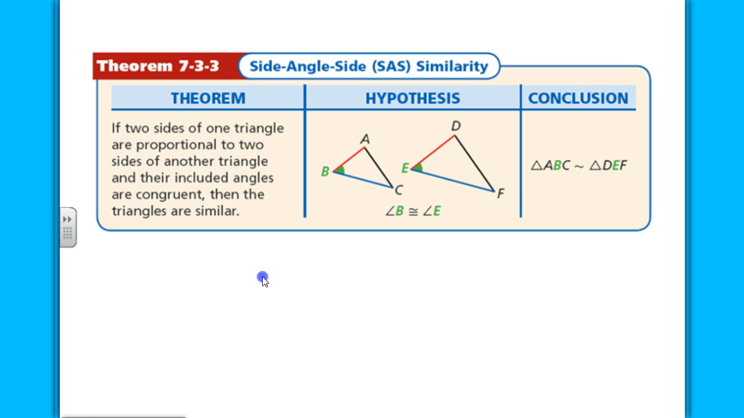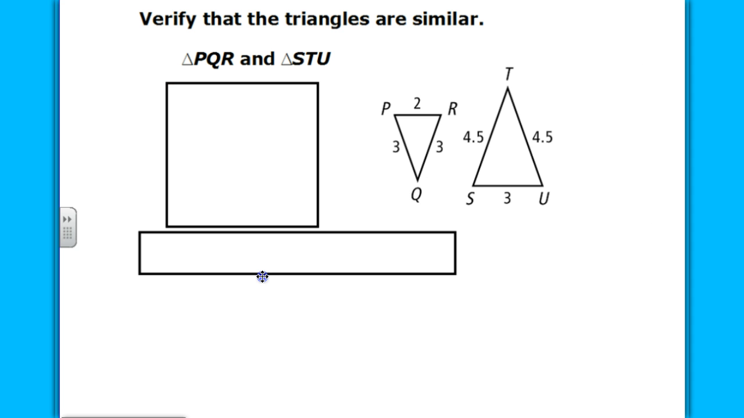And the same is true with this SAS. We had an SAS congruency theorem, and we had to prove those sides were congruent. Now we simply have to prove those sides are proportional, which means that then they're similar, okay? So we're looking at this just in a little different way when we're dealing with similar figures, okay? So go ahead and verify that these triangles are similar and come back and check. Notice there are no given angles.